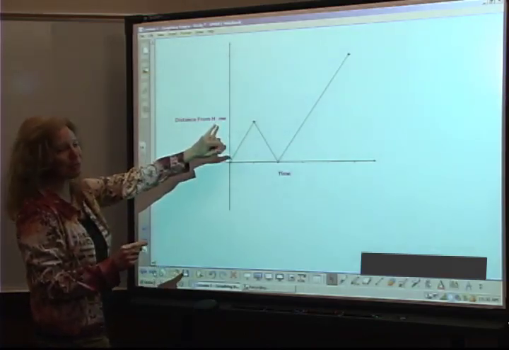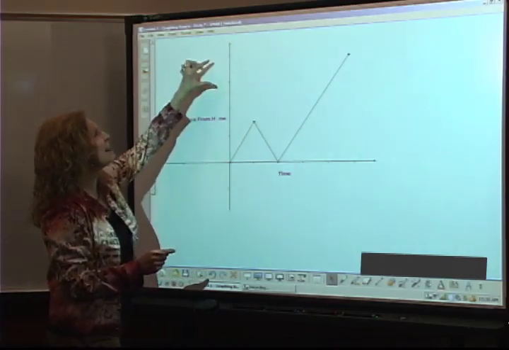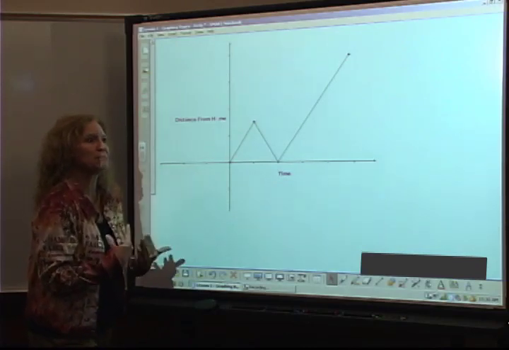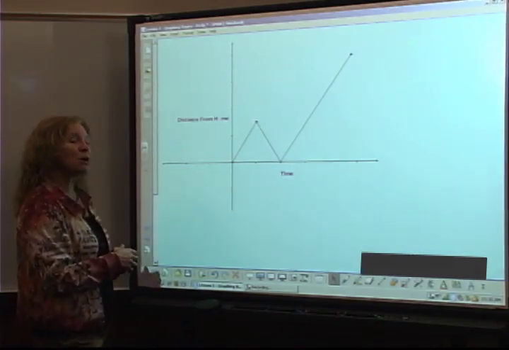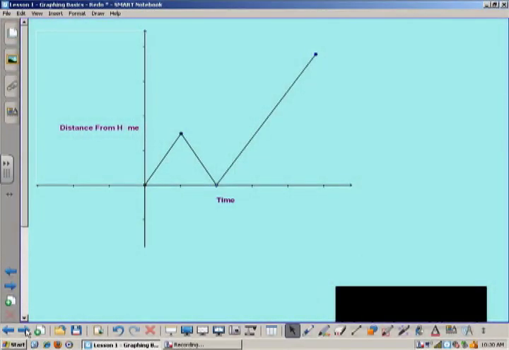There really is an O there, you just can't see it. The distance from home, and I've marked off increments. I didn't deem it important to tell you whether it was miles and how many miles for each increment. So, take a few moments and see if you can match up which story might go along with this particular graph. And if you want, as I said, pause it and then get me started and we'll go through them.